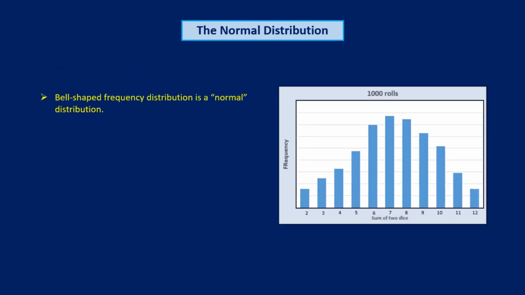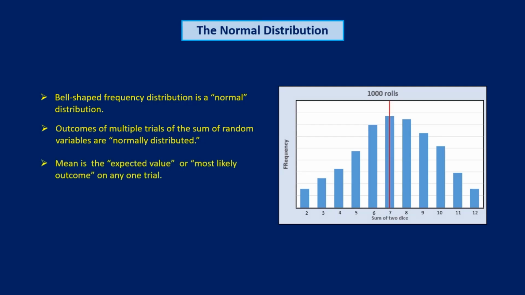And this illustrates one of the most interesting facts in all of statistics. When a random variable consists of the sum of 2 or more other random variables, the distribution of multiple trials of that random variable will be normal, which is to say, bell-shaped. The central value of a normal distribution is the mean value, which is also called the expected or most likely value. When the variable is a sum of 2 dice, the mean or expected value is 7. That's because, as I said earlier, the sum of 7 results more often than any other combination when we roll 2 dice.